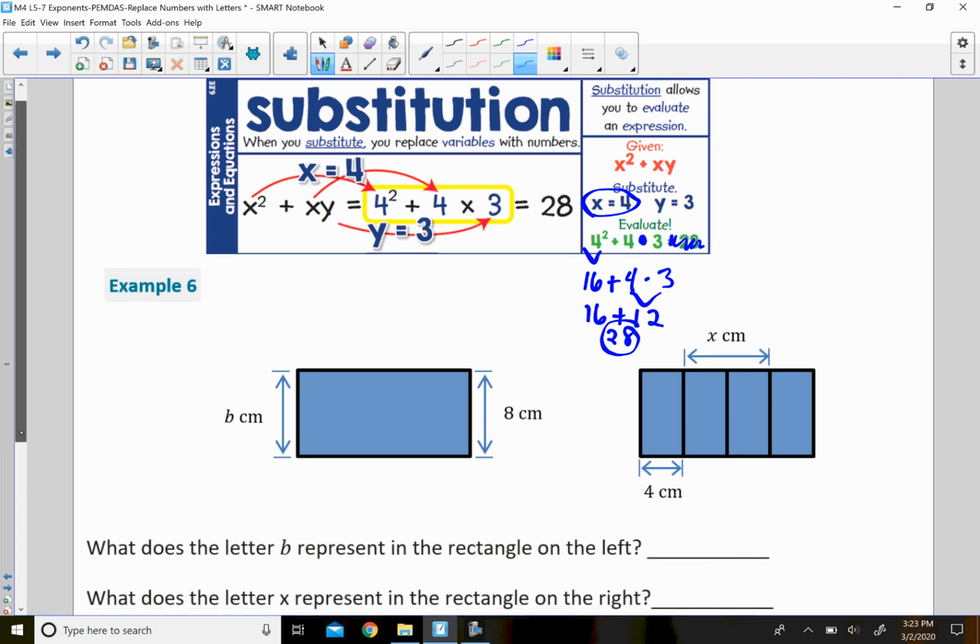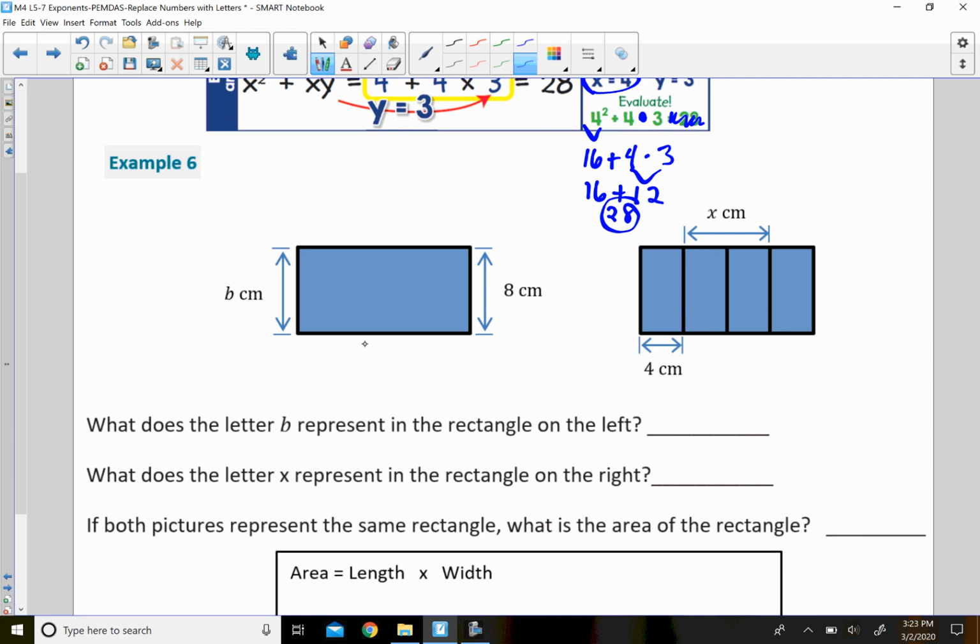Given these two rectangles, I know opposite sides of a rectangle are the same. If this width is worth 8, that means the opposite side, b, is also worth 8. So what does the letter b represent in the rectangle? Not only is it the width of the rectangle, that width is worth 8 centimeters.